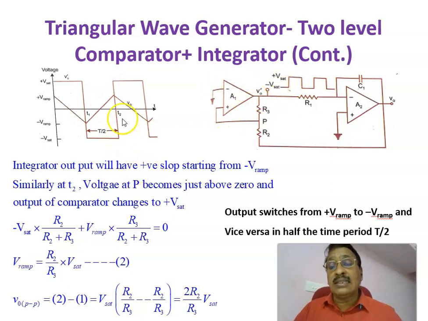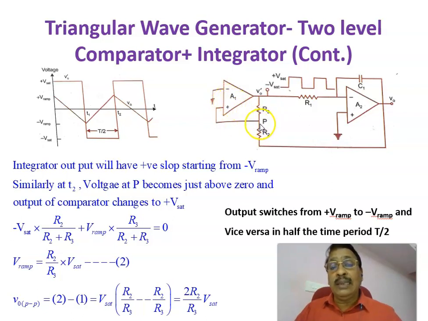That is this transition taking place at this instant T2. Therefore, you have to calculate what is the voltage in the second case. At time T2, what is the voltage coming at the point P? Then that is to be equated to zero. Then you can get the second equation.